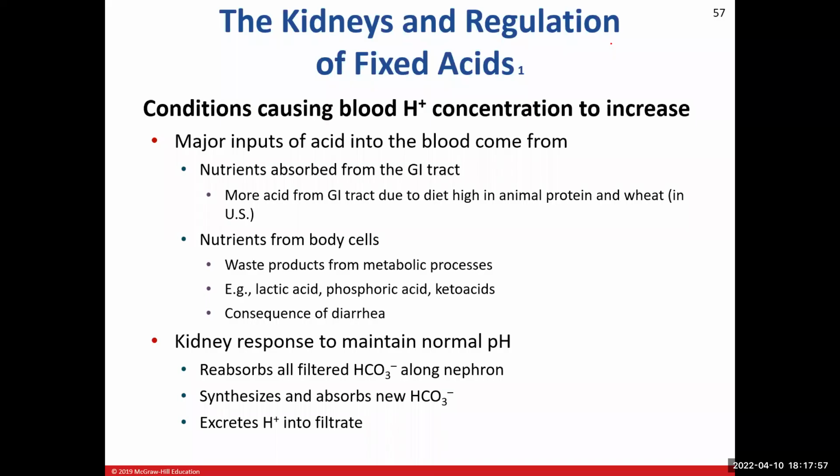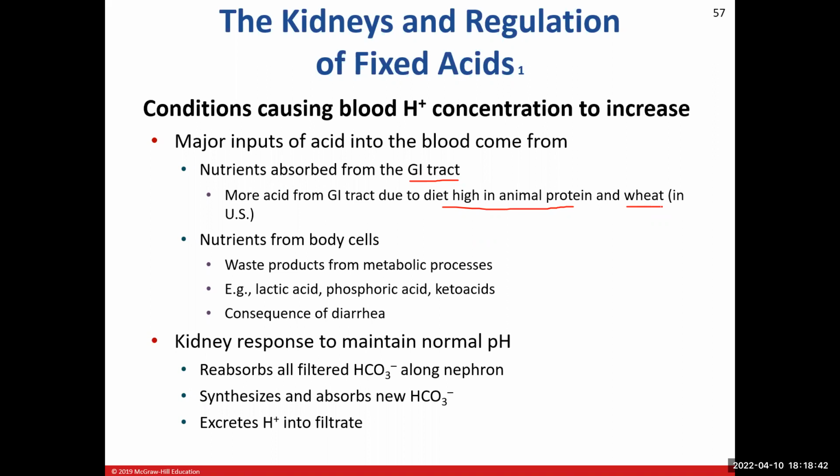So next, let's talk about some of the conditions that are going to cause an increase in our blood concentration of hydrogen ions. Of course, our diet: the nutrients that we bring into our body, any of the foods and whatnot, as we digest them, they are going to be absorbed from our digestive or GI tract here. Depending on the type of diet that you're on, usually diets that are high in animal protein and in wheat, predominantly the Western diet that we see here in the US, is a perfect example of that. So we will see that to be one of the causes that increases our blood hydrogen ion concentration.